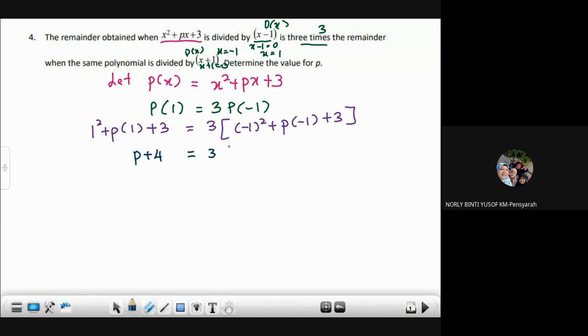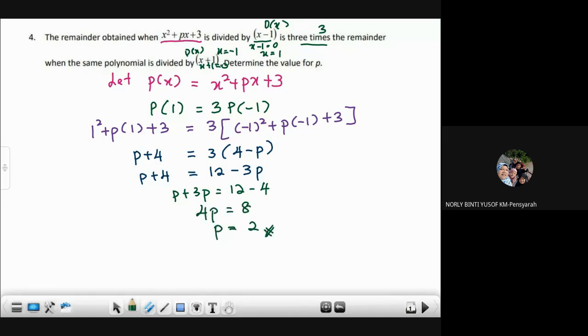Right hand side 3 bracket 4 minus p. So you expand for the right hand side, 12 minus 3p. Then you gather the like terms, p plus 3p, you akan dapat 4p, 12 minus 4. So 4p equals 8, p equals 8 divided by 4, that you got to determine the value of p.